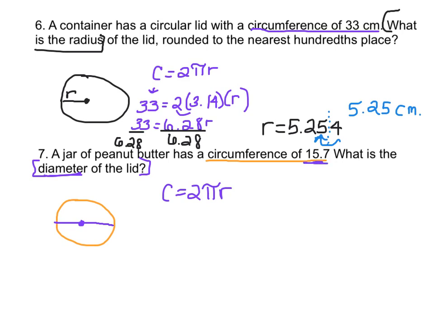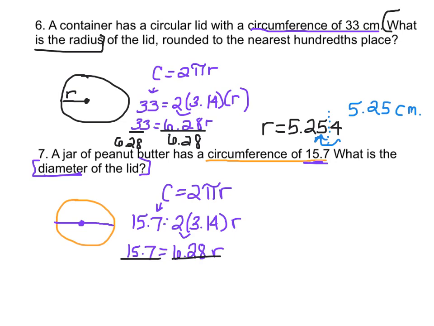I'm given the circumference, so I'm going to plug that in for C, 15.7. This is going to equal 2 times 3.14 times the radius. I wasn't given the radius, so I'm going to leave that as r. I'm going to multiply this 2 times 3.14, and I get 6.28, still times r. Divide both sides by 6.28 to get r by itself, and I get 2.5 equals r. Now in the past problem, we were done, but that's because the problem was asking for the radius.